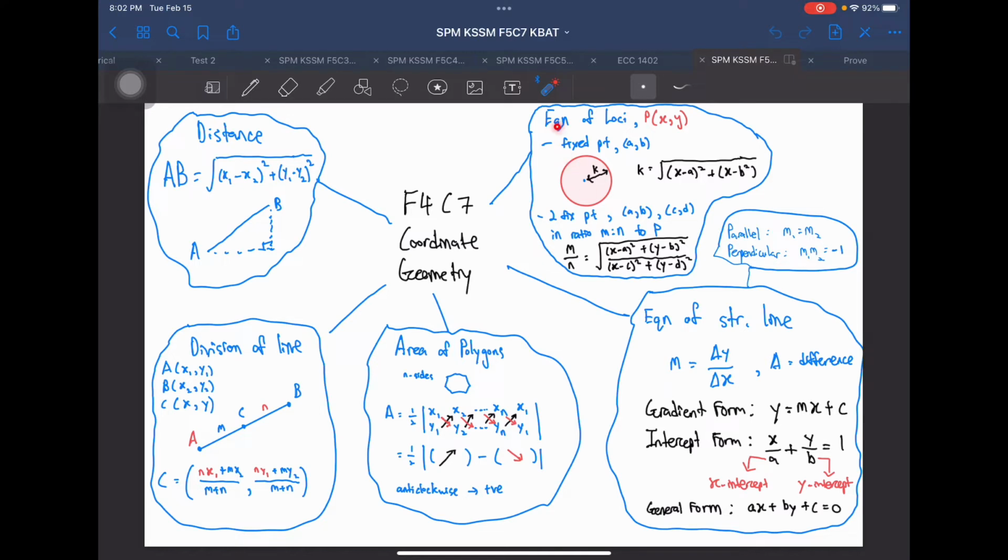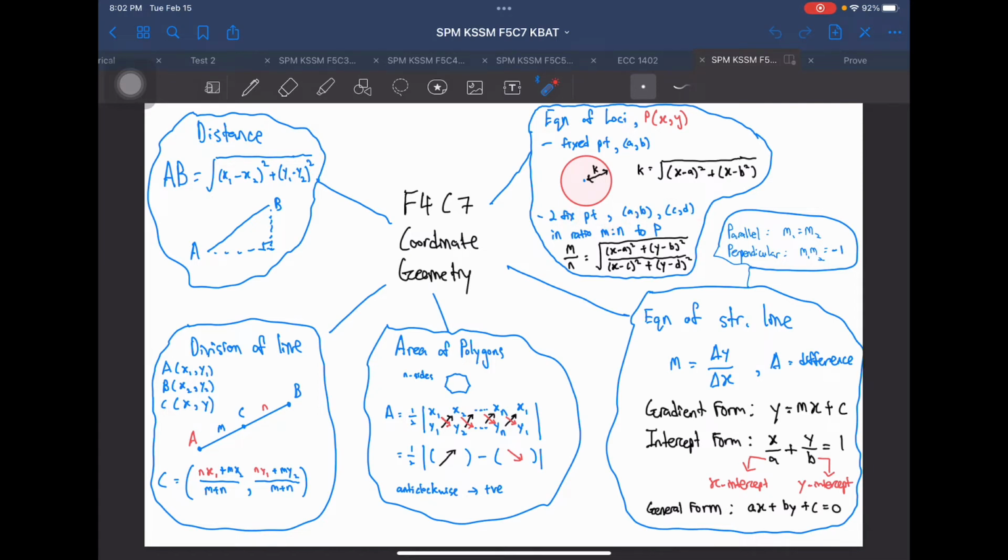You don't need to memorize the formula, but make sure you understand how to derive it so that you won't forget it in the exam, because you can derive the formula. So this is the first case of a locus, where there's only one fixed point. And the second case is where there are two fixed points, and your locus is in the ratio of m and n to these two fixed points a, b, c, d.